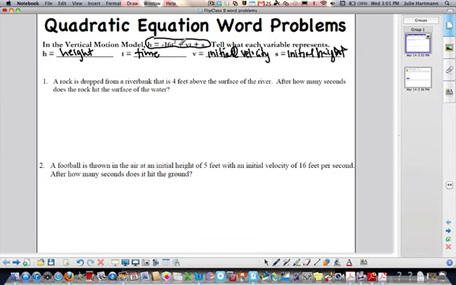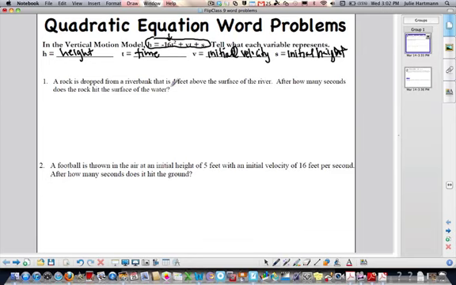Now, when you're doing these, you're going to fill in v and s with what's given to you. Okay, negative 16 is our constant in terms of gravity. That's just if you drop something, it falls to the ground, gravity pulls it. That's our negative 16.